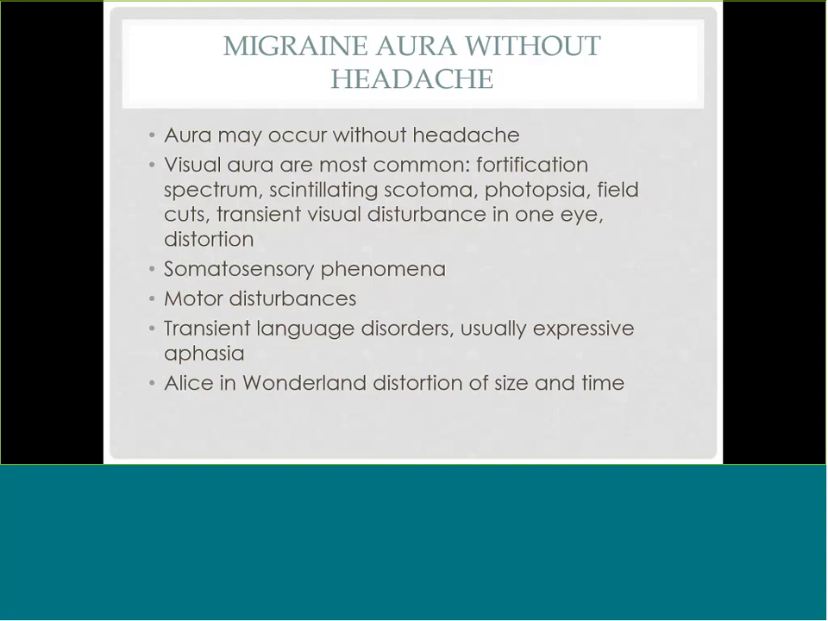Another aura that's a little bit unusual is called Alice in Wonderland distortion of size and time. And like Alice taking the liquid from the bottle, things look smaller or bigger, or time seems to move slower or faster. Objects may be seen closer or further away. Patients with this Alice in Wonderland distortion may actually have symptoms lasting more than 60 minutes, but it is often seen in association with migraine. Another migraine aura can be attacks of dizziness that can last for a good half hour.